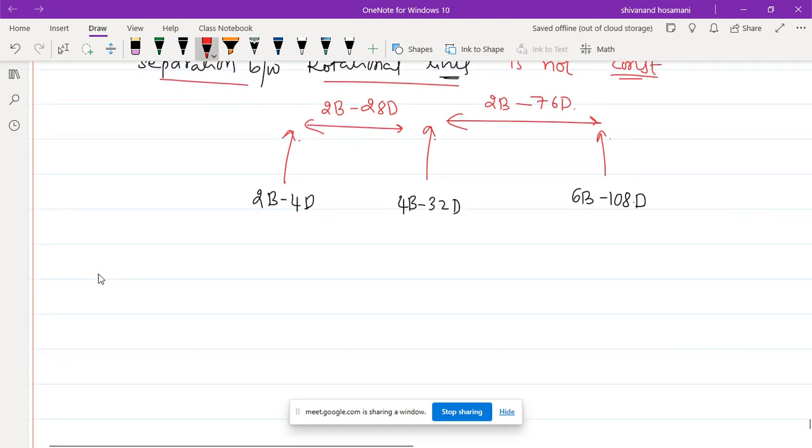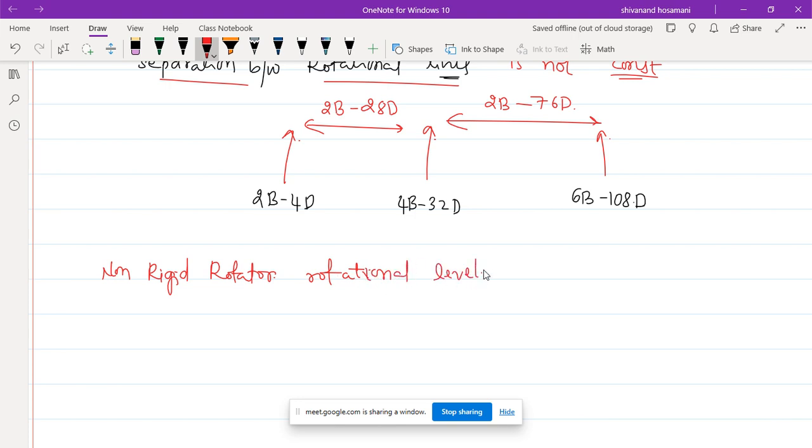So, comparing the non-rigid rotator, the separation of its rotational levels is lesser compared with the rigid rotor. Is that clear?